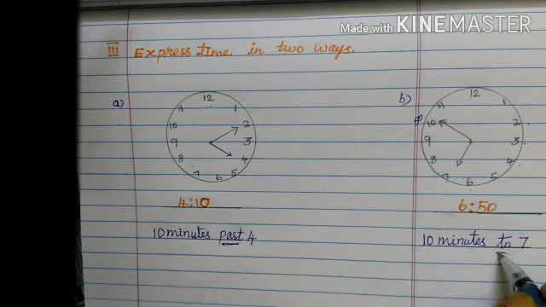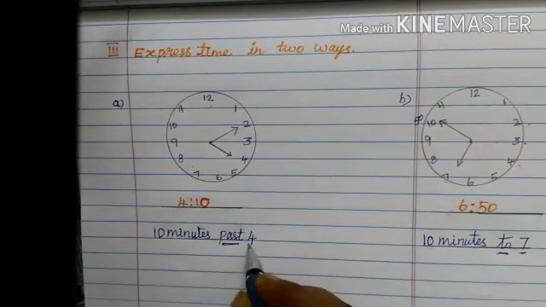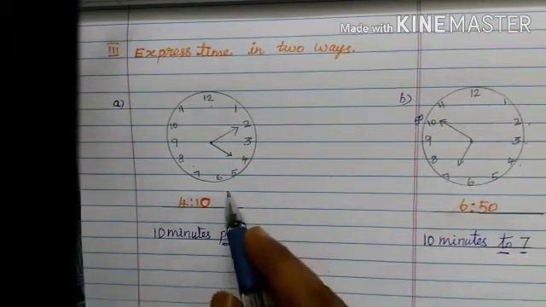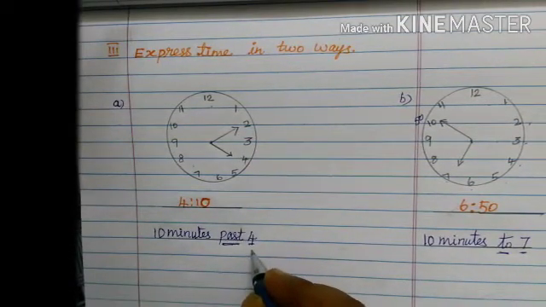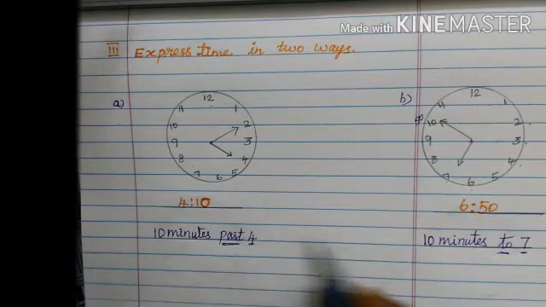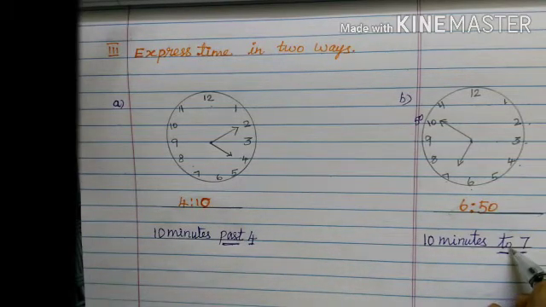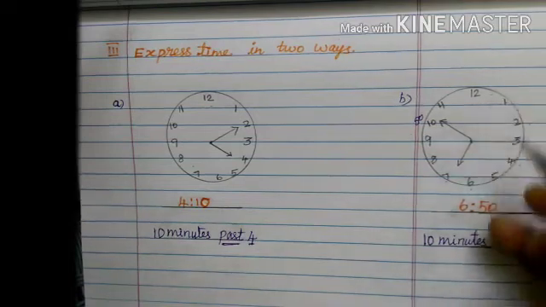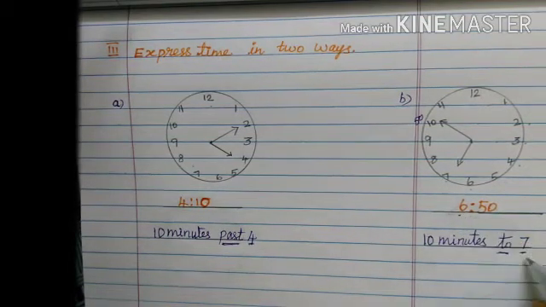So 'to' is written here; for 'past', 4 o'clock is completed. So write past 4 o'clock 10 minutes. Here, if another 10 minutes pass, it will change from 6 to 7. That's why here it is written 10 minutes to 7. Okay, do you understand now, children? This is important. It is easy to learn. Listen carefully, children.